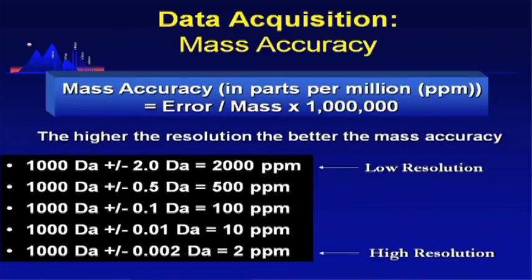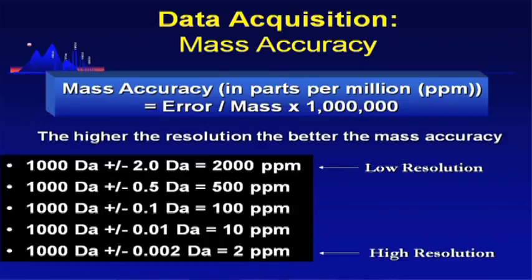And in mass spec world, we talk about mass accuracy in units of parts per million, which is calculated as the error in the measurement divided by the actual mass times a million. Okay? So for example, if we have a 1,000 Dalton peptide and our error is plus or minus 2 Daltons, that would be considered a 2,000 parts per million mass accuracy. And I don't know if there's any mass specs that are that bad.